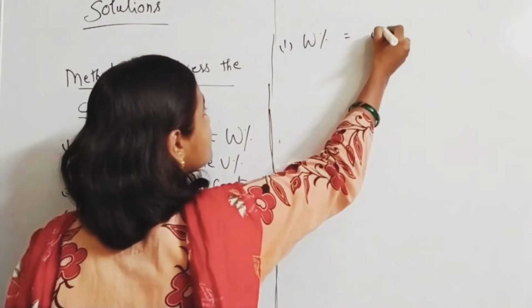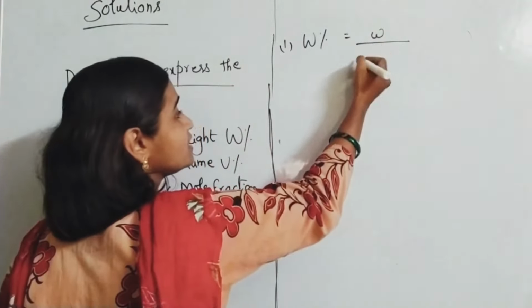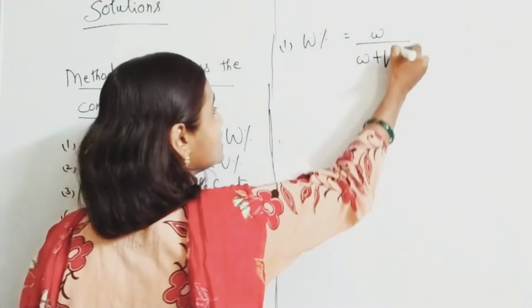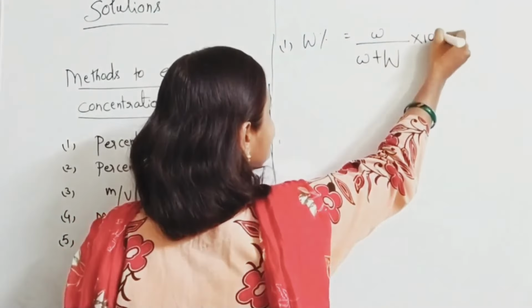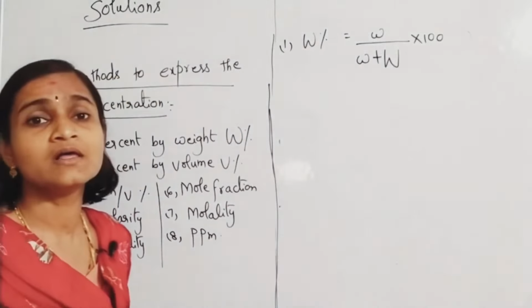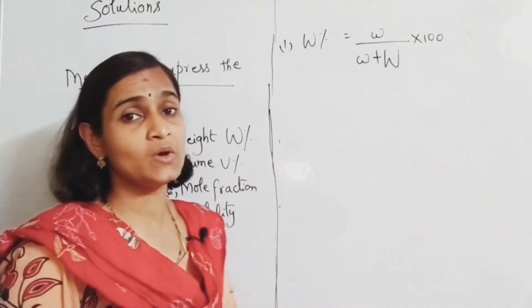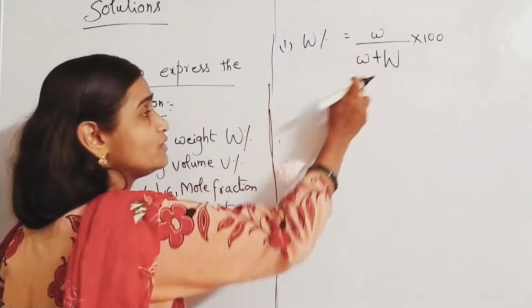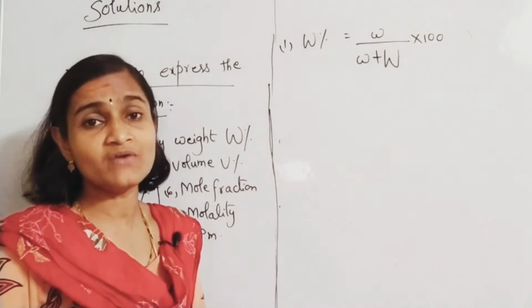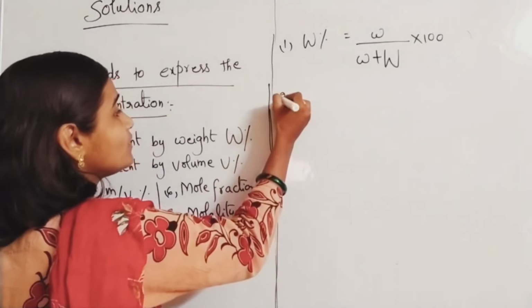If small w is the weight of the solute and capital W is the weight of the solvent, then weight percentage is given by the formula small w by small w plus capital W into 100. Here small w is the weight of solute and capital W is the weight of solvent. Okay, the second one is what?